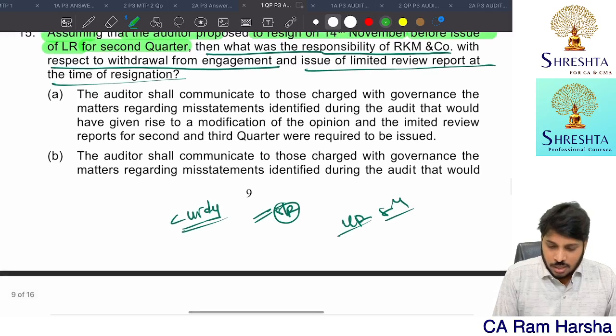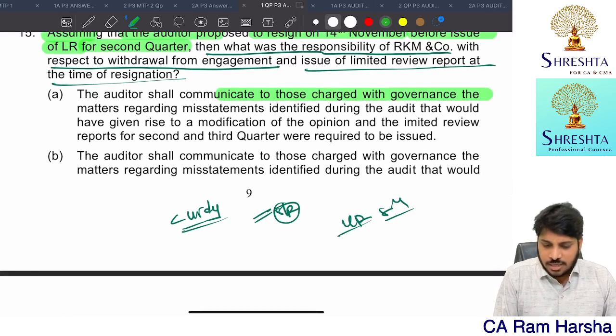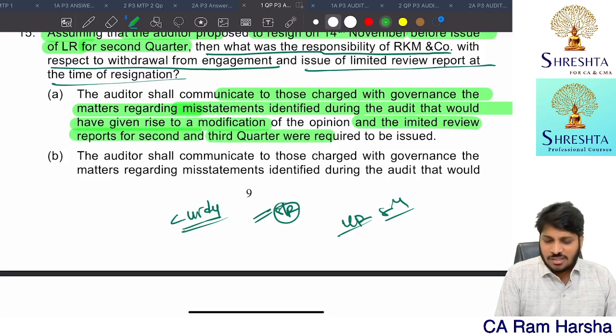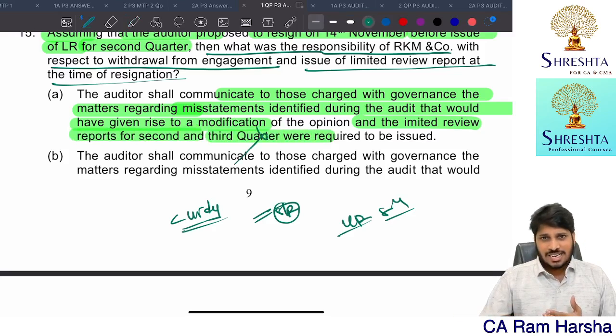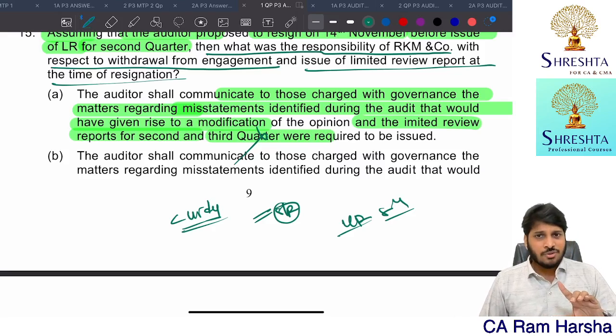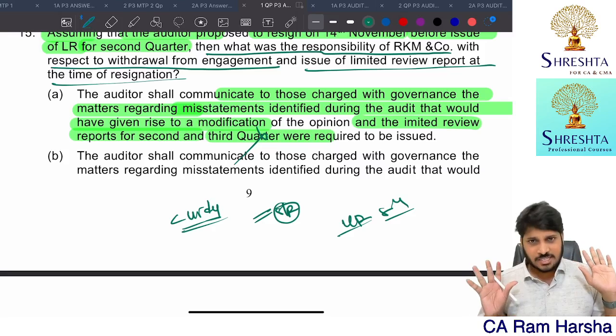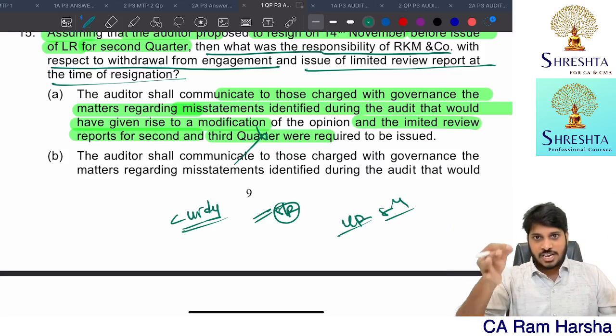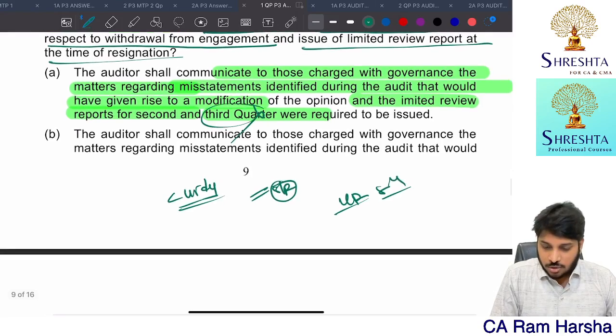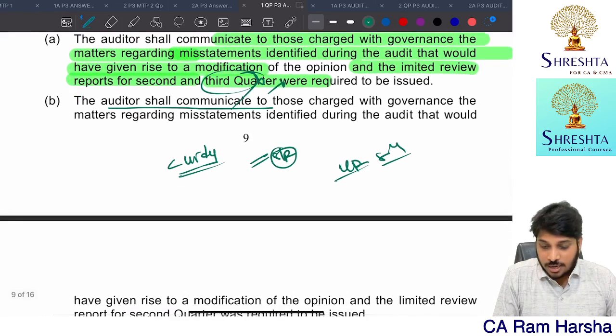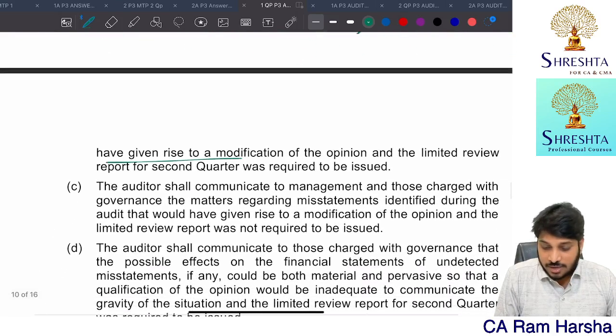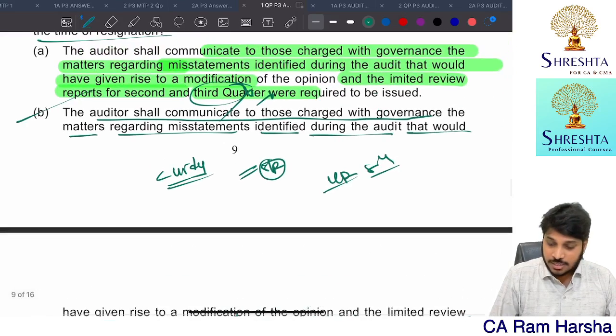Very simple. The auditor shall communicate with those charged with governance matters regarding misstatements identified during the audit that would have given rise to modification of the opinion, and the limited review report for second quarter and third quarter. Third quarter is not required, because you're resigning within 45 days. You just have to give the limited review report for that quarter and then resign. But before withdrawal, whatever mistakes you identified, communicate them. So here the third quarter is included, so that option is not correct. The auditor shall communicate to TCWG the matters regarding misstatements identified during the audit that would have given rise to modification of the opinion, and the limited review report for the second quarter was also to be issued. So the answer is B, straight away.